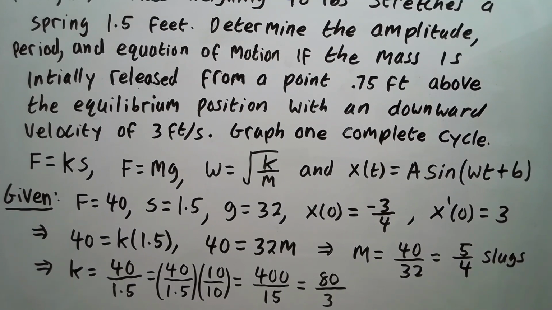Okay, so now we have enough information to find our w, because we found our k here is 80 over 3, and we found our m is 5 over 4. So let's find our w now. Okay, I'm out of space here, so let me erase a few things and we'll keep going.